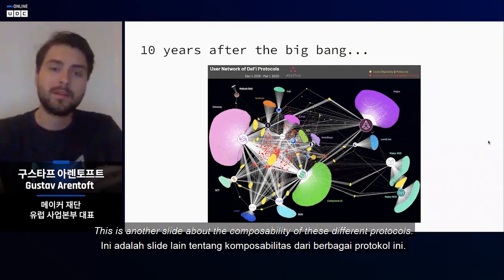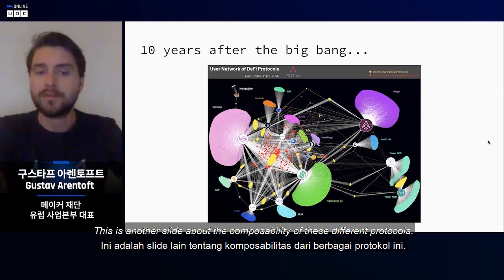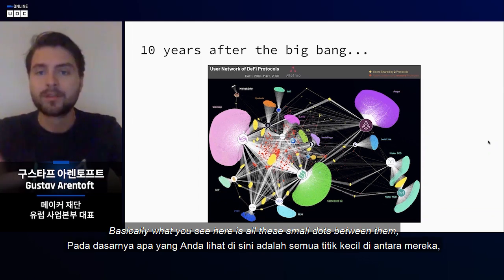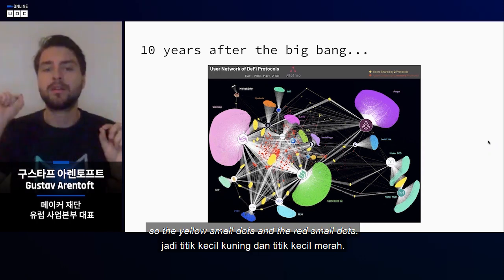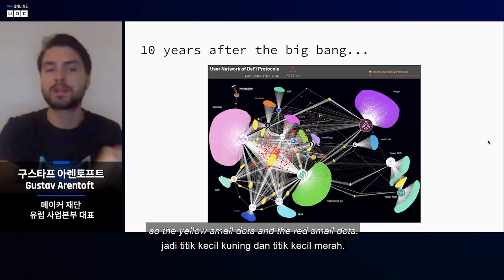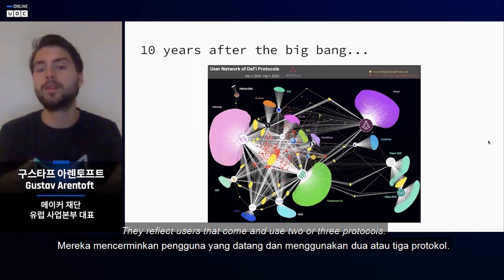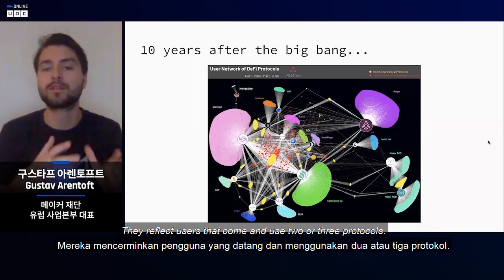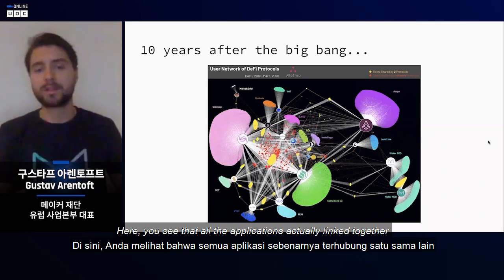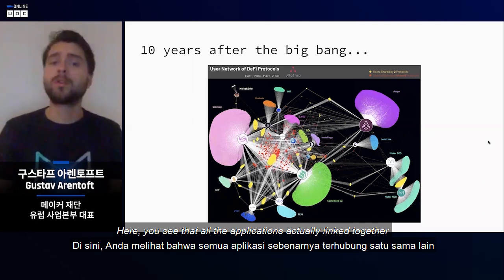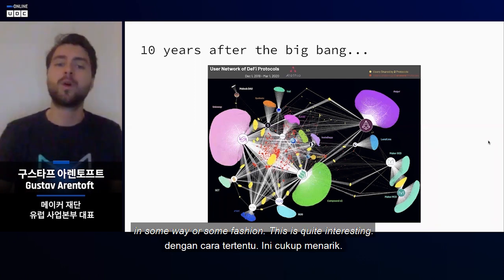This is another slide about the composability of these different protocols. Basically, what you see here is all the small dots between them. The yellow small dots and the red small dots reflect users that come and use two or three protocols. So here you really see that all the applications are actually linked together in some way or fashion.